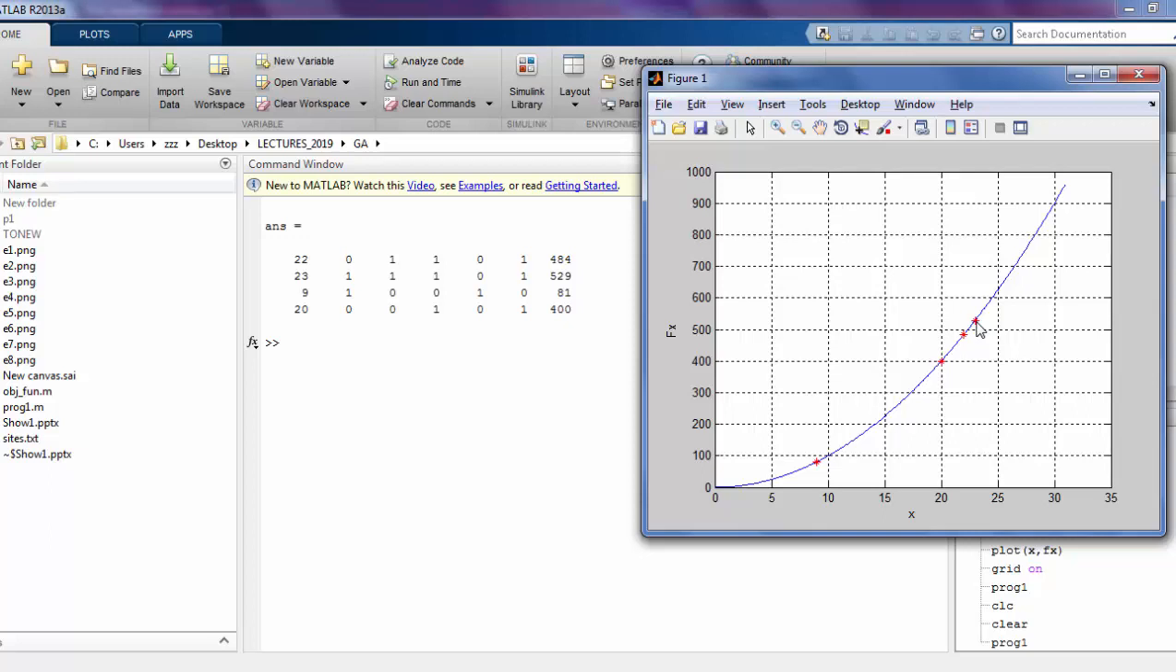I hope this point is very clear for you, why we select this chromosome: because its fitness has a great value here. This one, I think, is 23 here, and has 529. Okay, these are not the same numbers as our example, but I need to illustrate the idea.